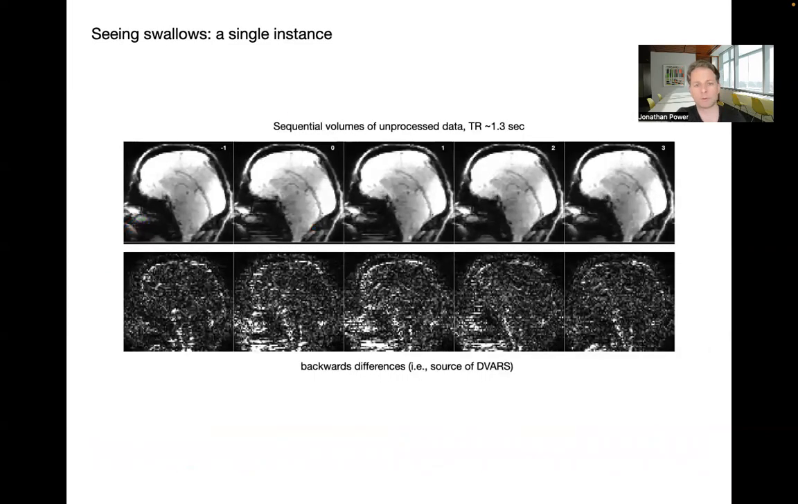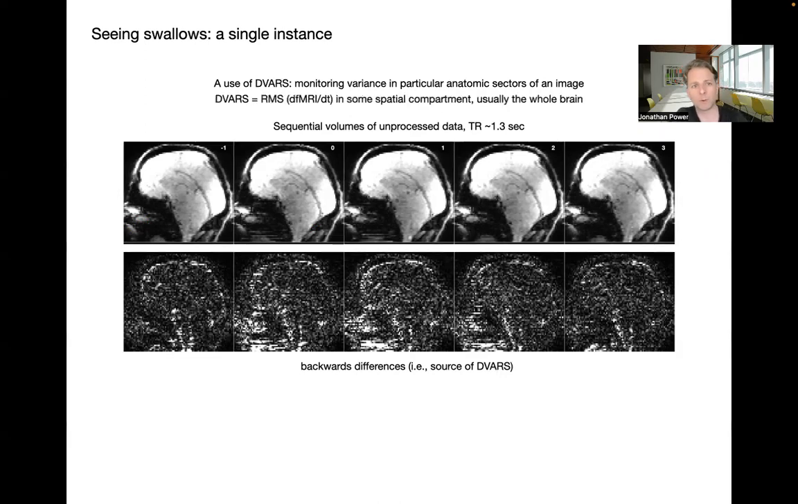So I'll try and make this a little more concrete. So if you have a set of images that look like this, we can differentiate them. And here I'm showing you the absolute values, but you don't need to do that. I'm going to treat this as a source of a DVARS measure. If you are familiar with DVARS, you'll probably have encountered it as a way that people quantify motion in scans or problems in scans. And that's what it's for. It's a tool to monitor variance in particular sectors of an image. The way you quantify it is as follows. You have an fMRI image, you differentiate it in time. In this case, backwards differences would be just fine. That's the usual way to do it.